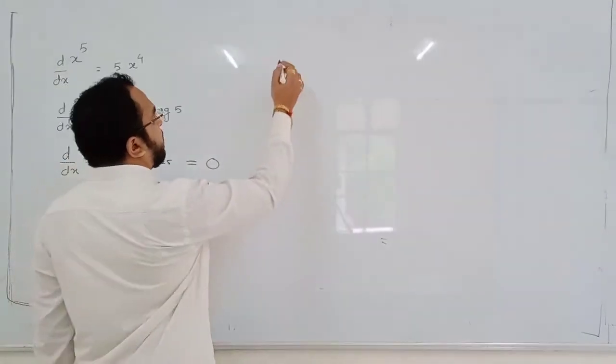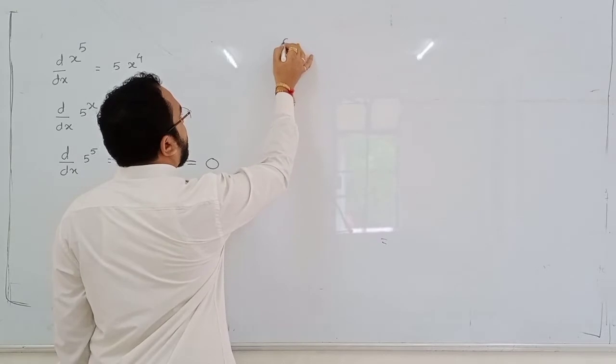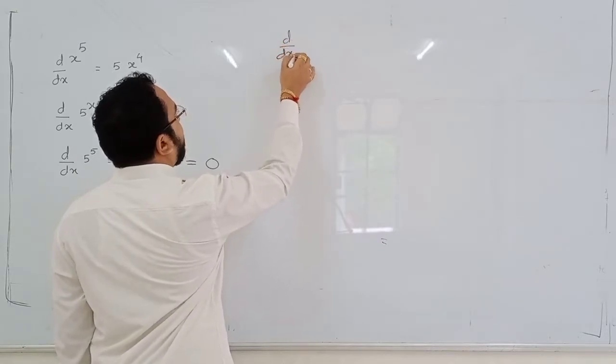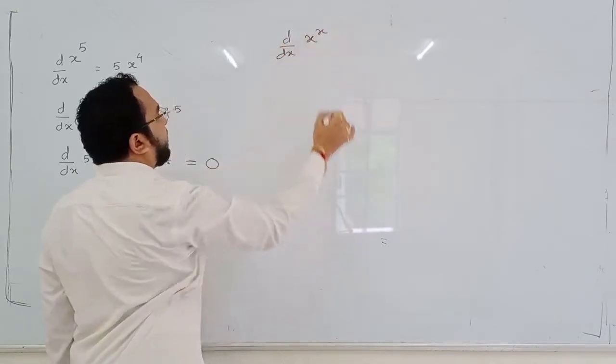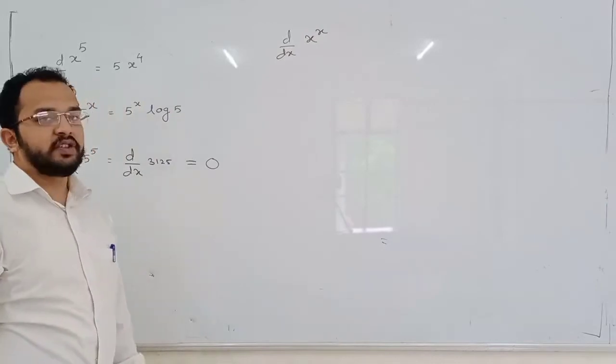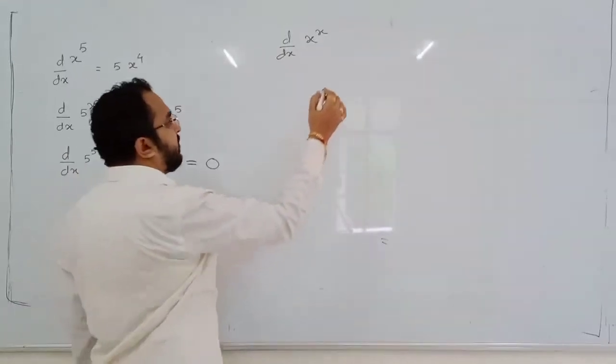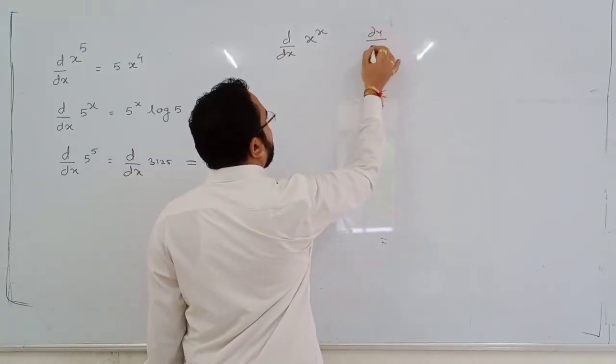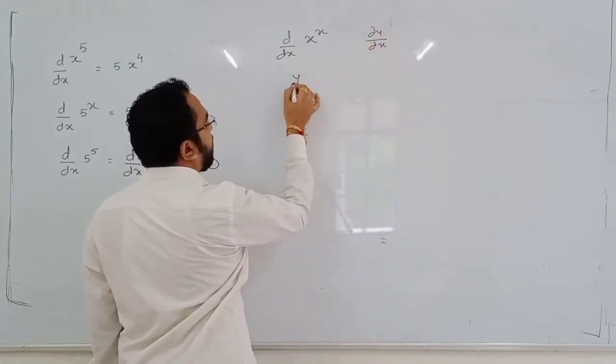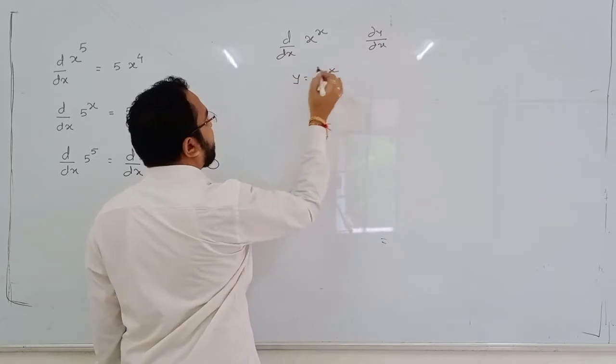Now suppose the function is like this. What is the differentiation of x to the power x? Differentiation means dy by dx. Okay? In the question it may be given as y is equal to x to the power x.